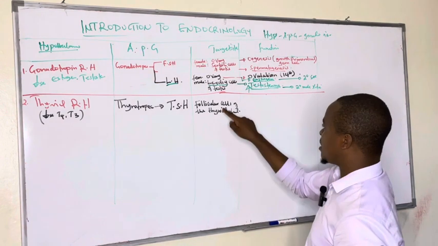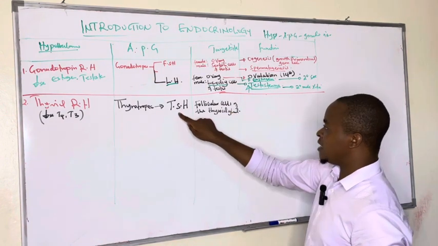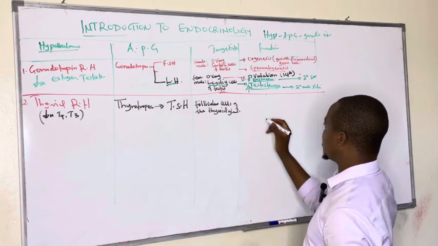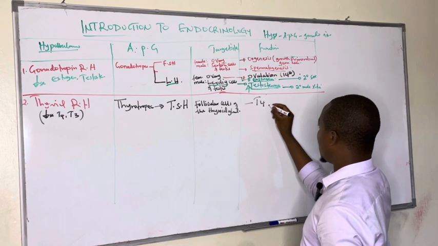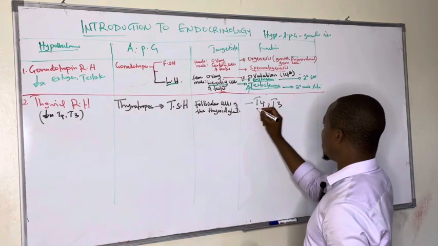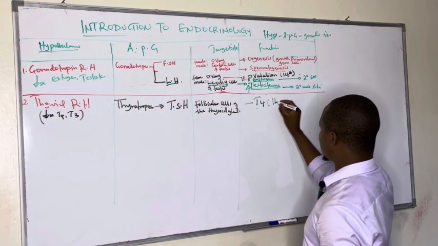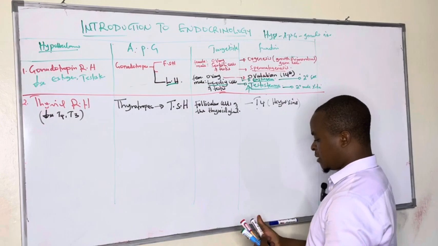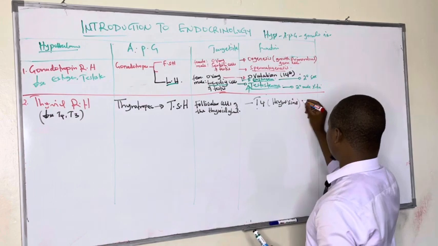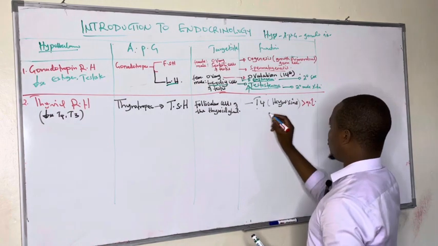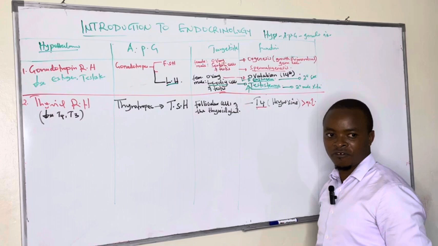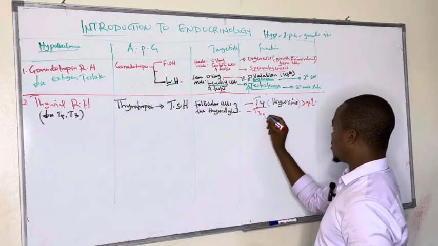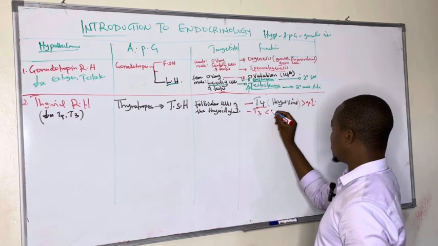After reaching the follicular cells, TSH is going to stimulate them to synthesize T4 and T3. T4 is known as thyroxine hormone, and greater than 90% of the thyroid hormone is T4. Then it also secretes T3, which forms less than 10%.